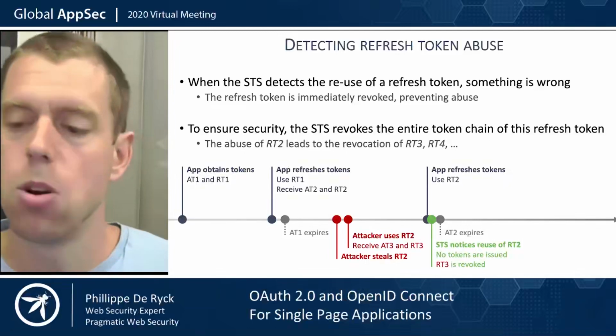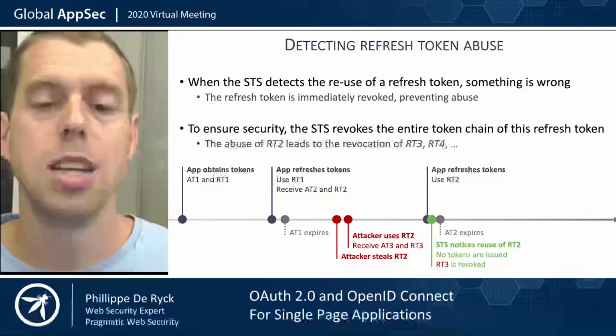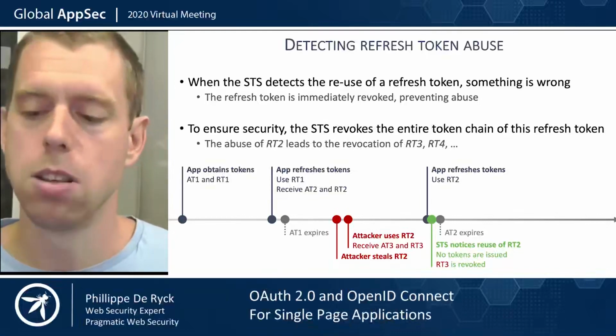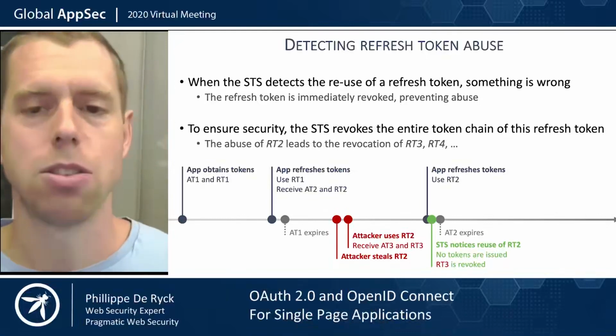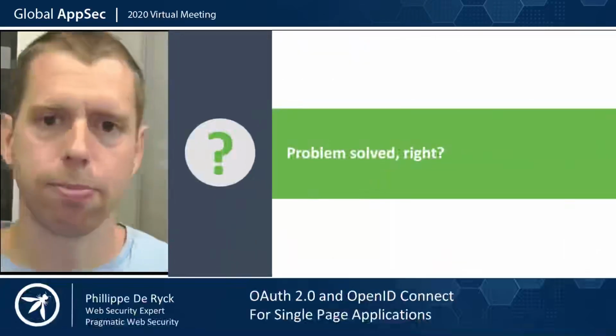And that's why this security mechanism is so important. And that's why we're allowed to use refresh tokens in single page applications, because we have this security mechanism in place to prevent abuse in case they are stolen. So problem solved, right?